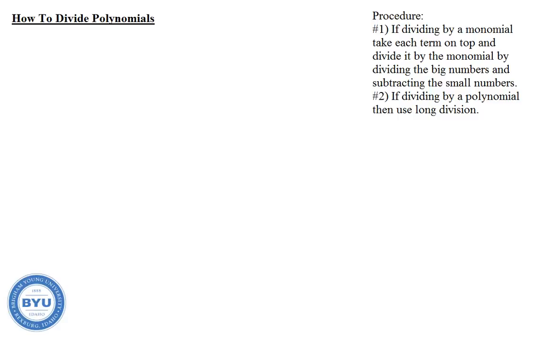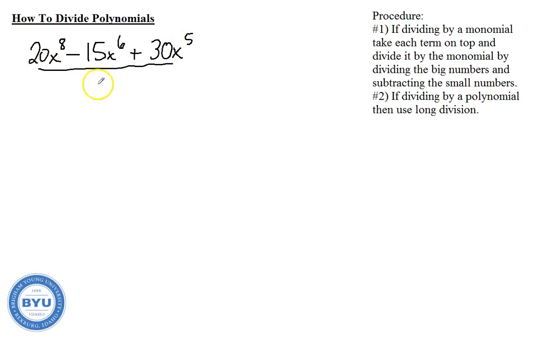Hello and welcome to this video on how to divide polynomials. There are two types of divisions that could occur when dividing polynomials. The first thing that could happen is you could have something that looks like this: 20x to the 8th minus 15x to the 6th plus 30x to the 5th, all divided by 5x cubed.